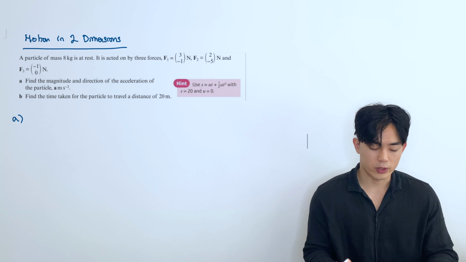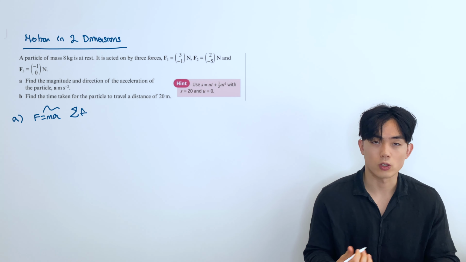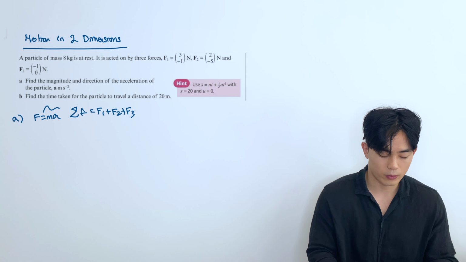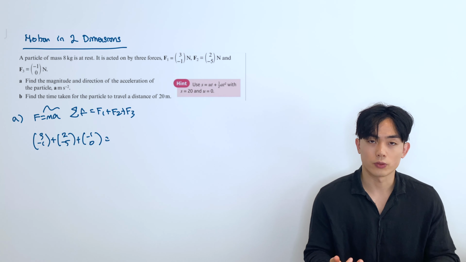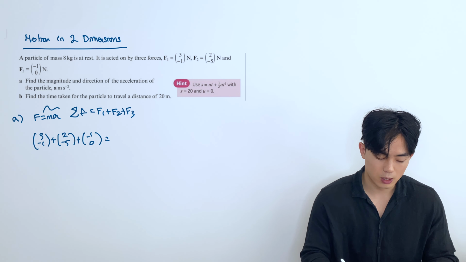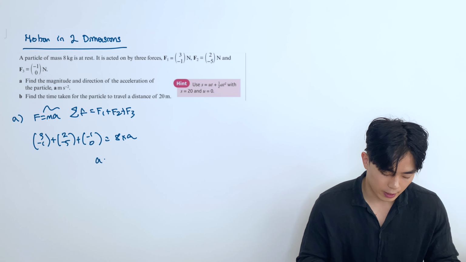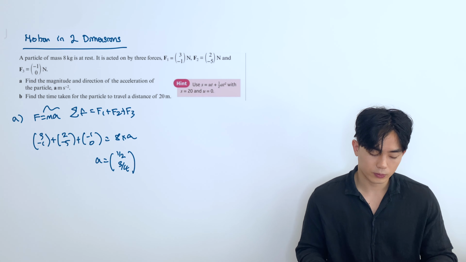So in this case, we don't have to resolve, we just have to do F = ma straight away. F is going to be the sum of all the forces, the resultant force, which just means it's going to be the sum of F1 plus F2 plus F3. Writing in column vector form, we have (3, -1) plus (2, -5) plus (-1, 0). That's the resultant force on the left-hand side. It's equal to the mass, which is 8, times a. And so we should get that a is (1/2, 3/4), like this.